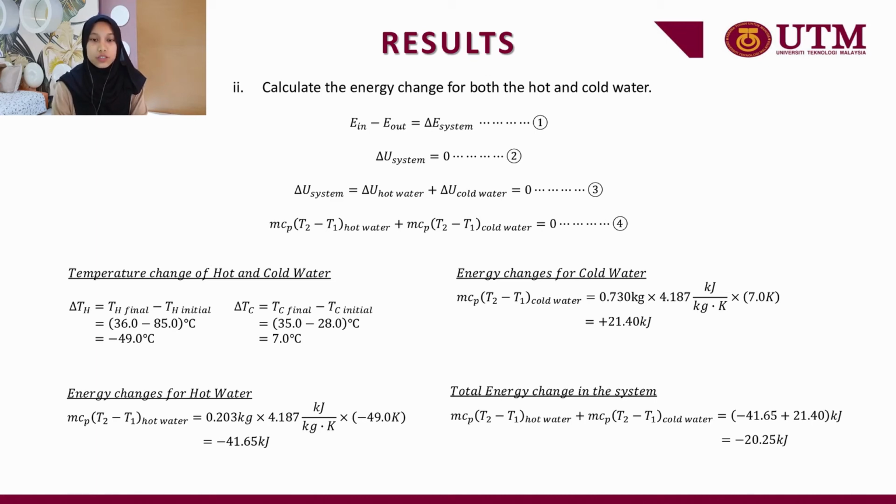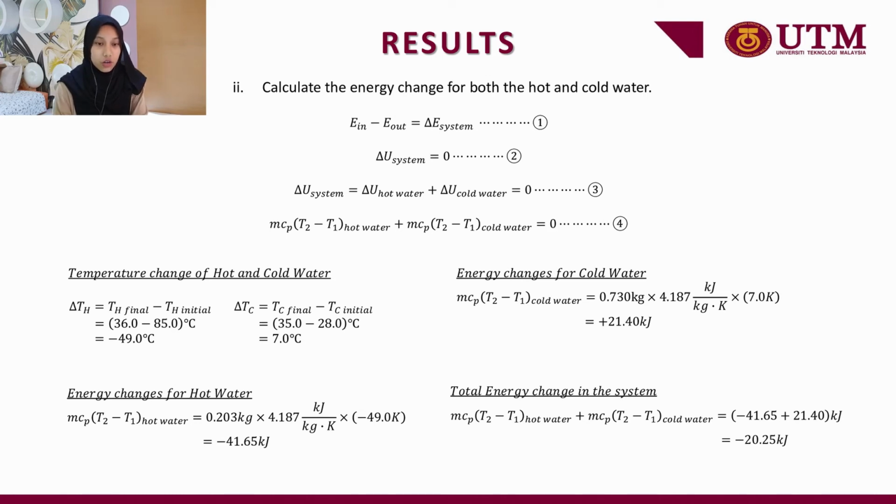So to calculate the energy change for both hot and cold water, a few equations are related to each other. Firstly, the total energy change in the system equals energy in minus energy out. So the total change of internal energy in the system must equal 0. For this experiment, the total change of energy in the system equals the change of internal energy of hot water plus the change of internal energy of cold water. So equation number 4 shows how to calculate the energy change of hot and cold water.